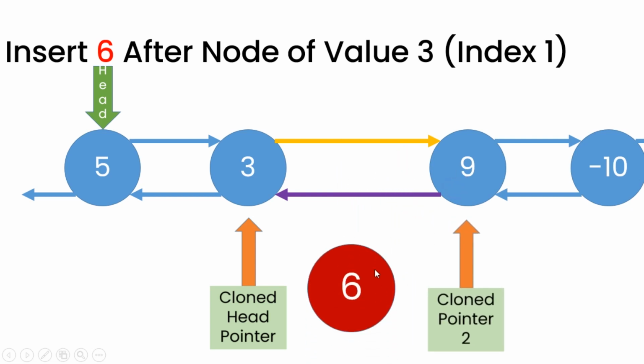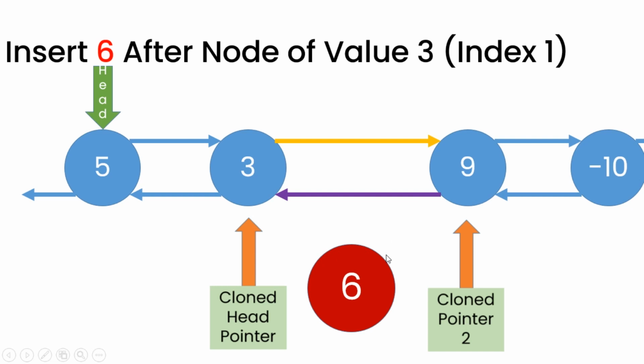Alright, so now after making this new node and making a pointer to the next node, which is 9, we have now two pointers, one which is at the value of 3, which we are searching for so we can add after it, and we have a next pointer after this value of 3. So we'll need to add this 6 in between 3 and 9. So how can we do this?